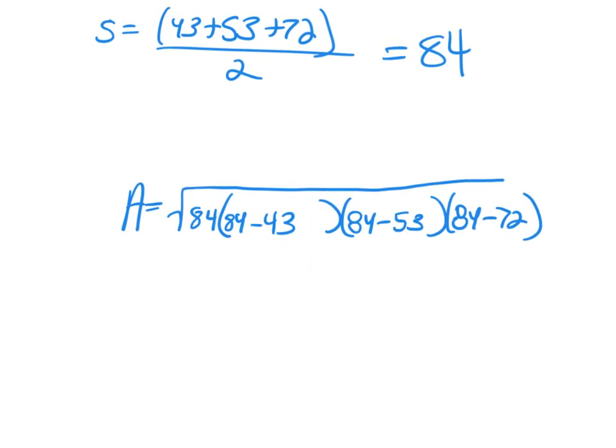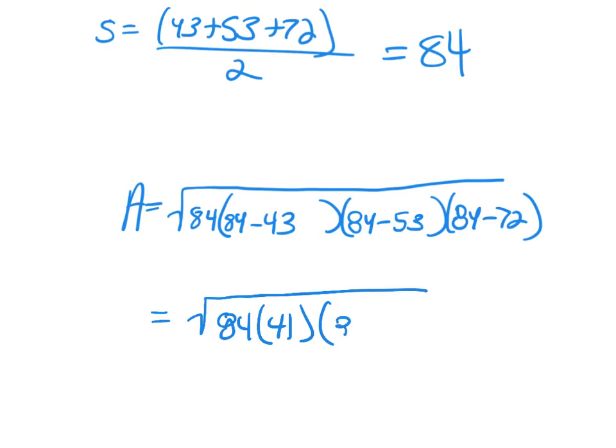No. Now, some of your calculators, again, are smarter than others. You can put all this in, and your parentheses don't mess you up. Some of them aren't. So I personally am going to just simplify each thing so you guys can see. What's 84 minus 43? 41. What's 84 minus 53? 31. Thank you for asking. What's 84 minus 12? Just kidding. 84 minus 72? 12.